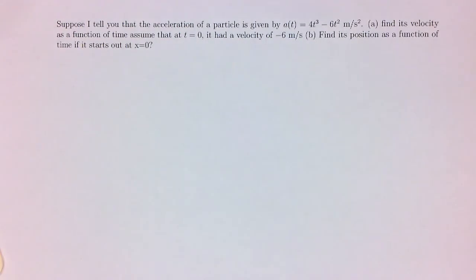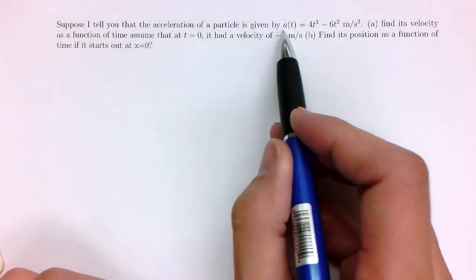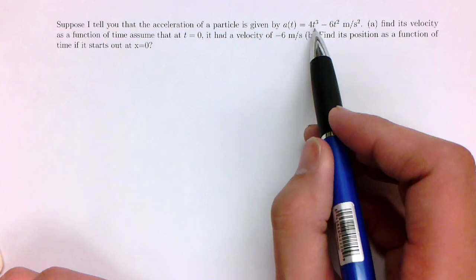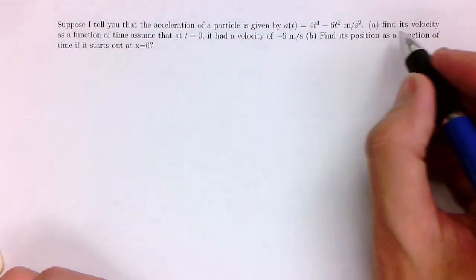Problem, this is again basically testing out our calculus skills, but in this case, instead of taking derivatives, we're actually going to do integrals. Suppose I tell you the acceleration of a particle is given by a(t) equals 4t cubed minus 6t squared meters per second squared.